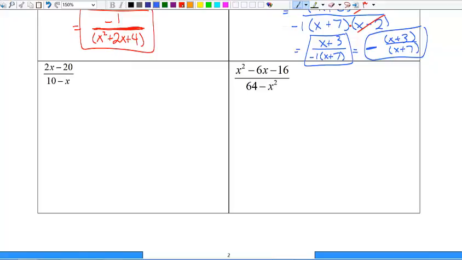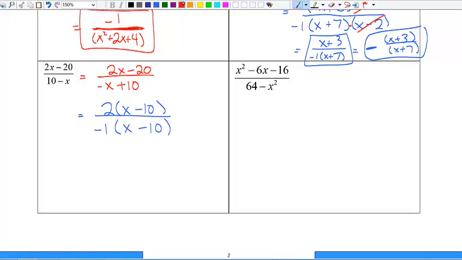On the next example, we have a 10 minus x in the denominator that is in the wrong order. So we need to reorder that to make it negative x plus 10 in the denominator. In the numerator, it's already in standard form, 2x minus 20, so that should work. When I factor, I'm factoring out a GCF of 2. In the denominator, I'm factoring out a GCF of negative 1.